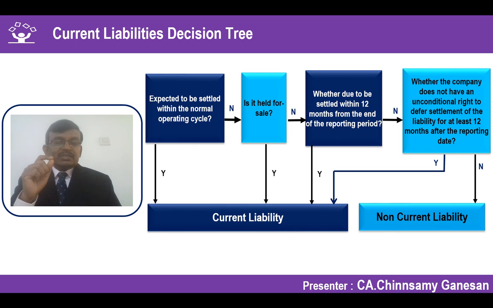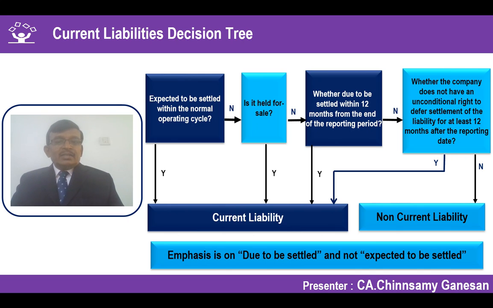Because there is a separate standard, Ind AS 8, which talks about how you have to account for a change in accounting policy, change in accounting estimate, or prior period errors. It says only if there is an error in the previous year, restatement is required. If there is no error, and it becomes a current liability only based on current year circumstances, I will not restate the previous year's balance. This applies equally for current assets and non-current asset classification as well.